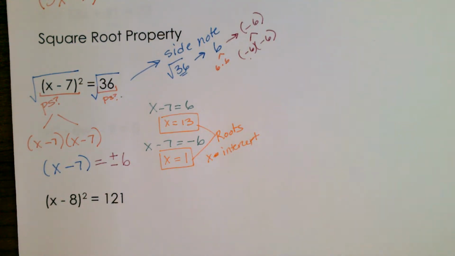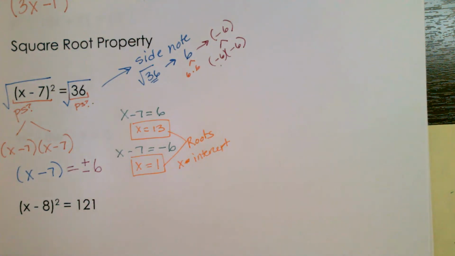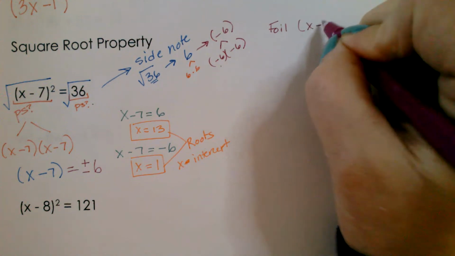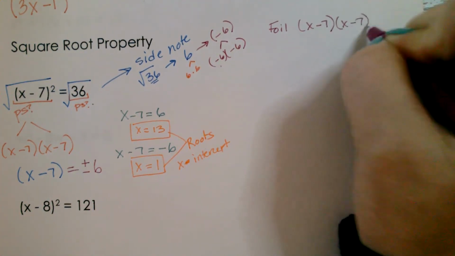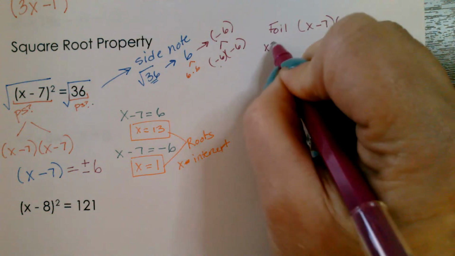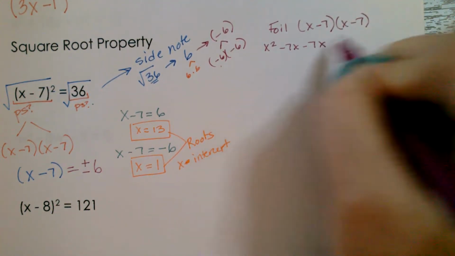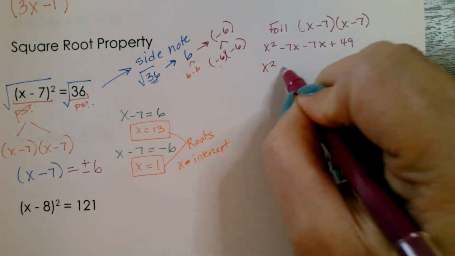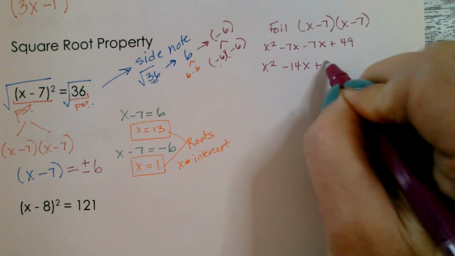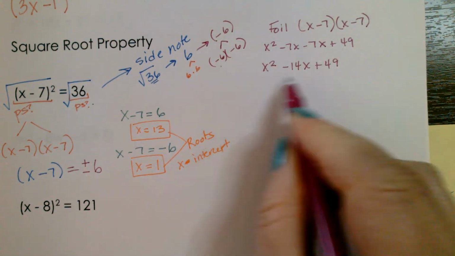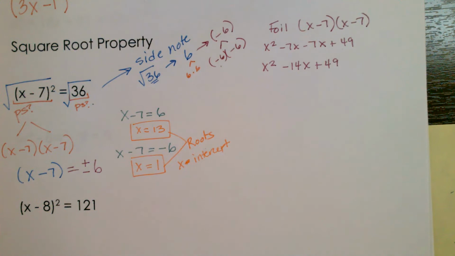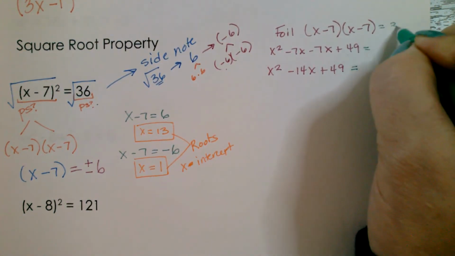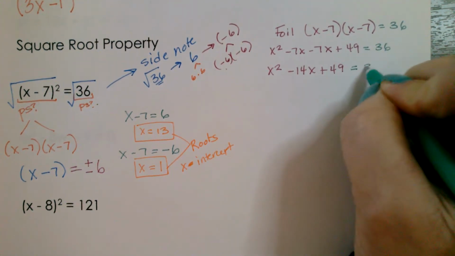Okay, there is another way to solve this one. We could FOIL this. If I were to do that, I would get x squared minus 7x plus 49. Combine the two center terms, and I would end at x squared minus 14x plus 49. And then I will set it equal, because the whole time it really equals 36.